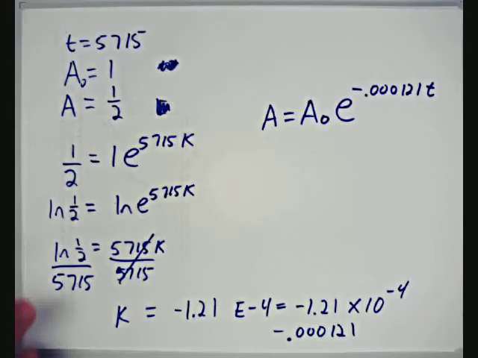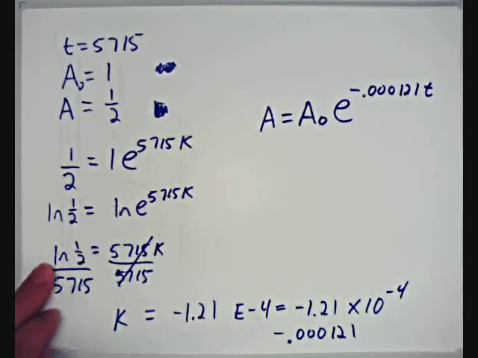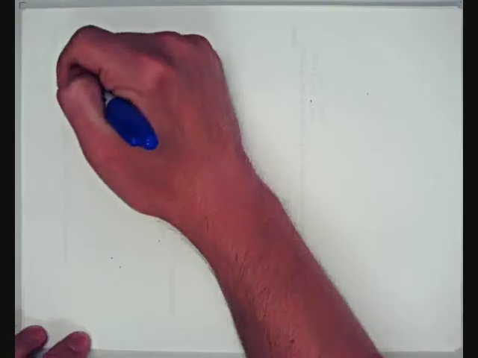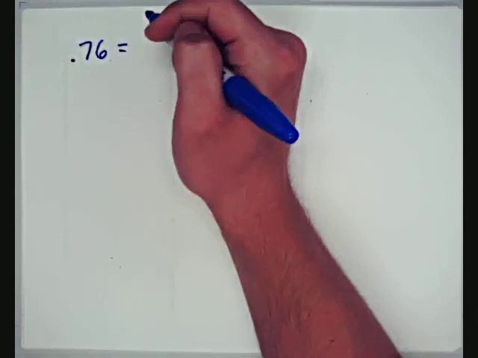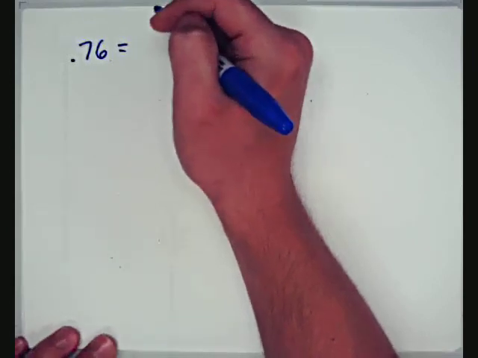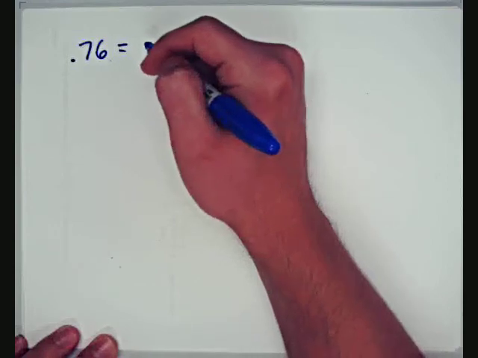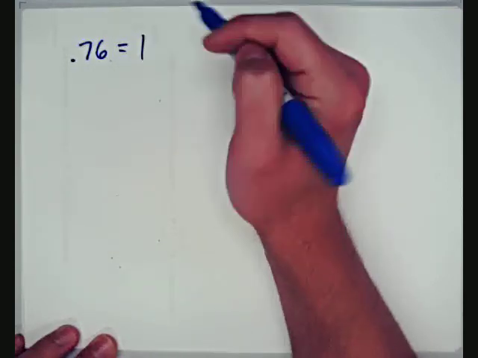Part B says, in 1947, earthenware jars containing what are known as the Dead Sea Scrolls were found by a herdsman. Analysis indicated that the scroll wrappings contained 76% of their original carbon-14. Estimate the age of the Dead Sea Scrolls in 1947. So we have a future amount of 76%. Our starting amount is not specifically stated, but if we're working with percents, your starting amount would be 100%, and as a decimal, 100% is 1.